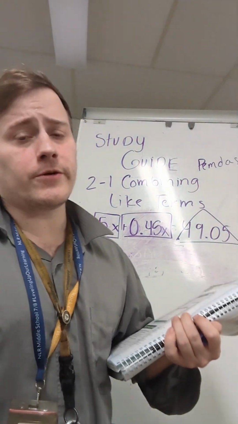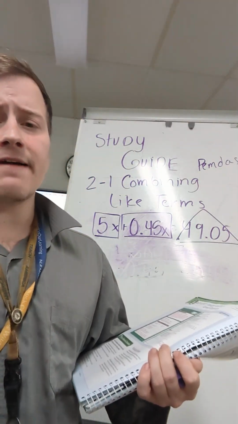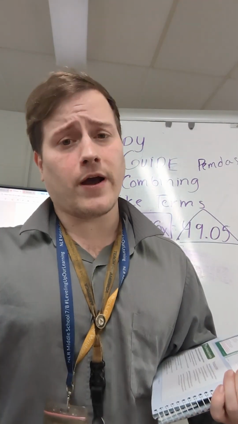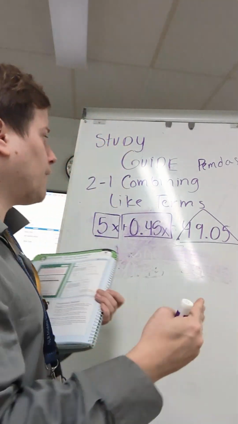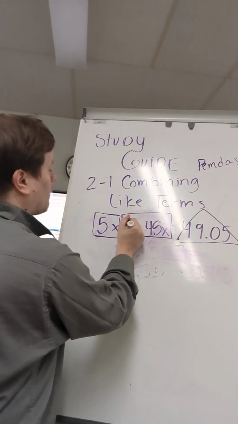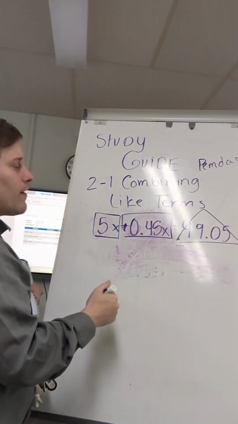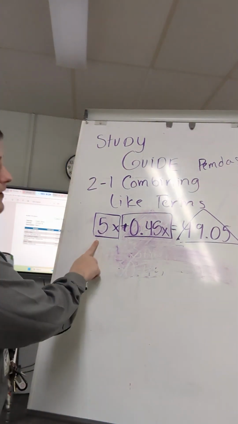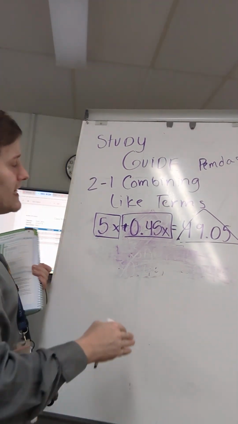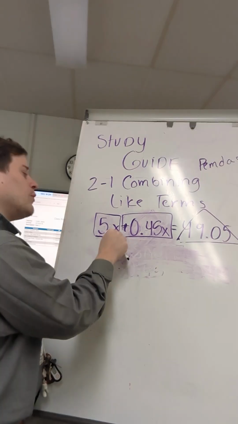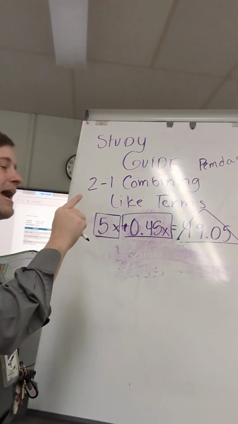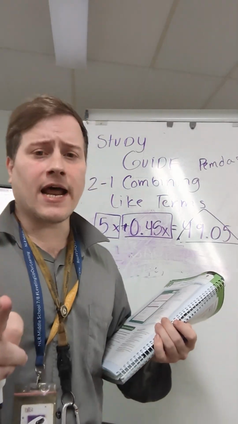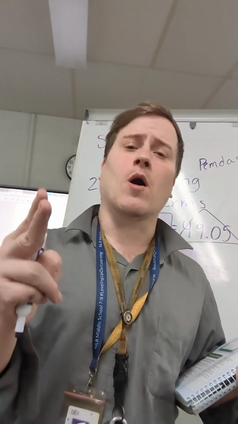Now in order to do this, we need to put everything with the same variable together and everything without a variable together. So in this first equation, we have 5x plus 0.45x equals 49.5. I've already drawn the squares for you. What we're interested in is to have one term on one side and another term on the other. That's how we solve the equation.